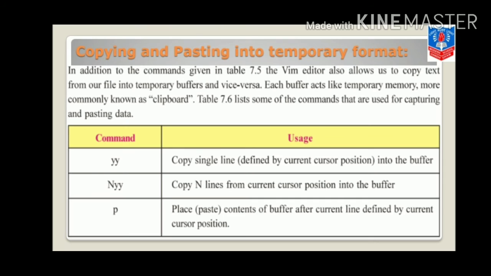So command y, small y, that is copy single line from the current cursor position, okay, to the buffer. N capital and 2 times small y, it copies number of the lines, uncountable lines from current cursor position into the buffer. Buffer is temporary copying area. Then go to, or clipboard we also say to buffer. Then go to capital P. This will paste contents of buffer after current line defined by current cursor position.